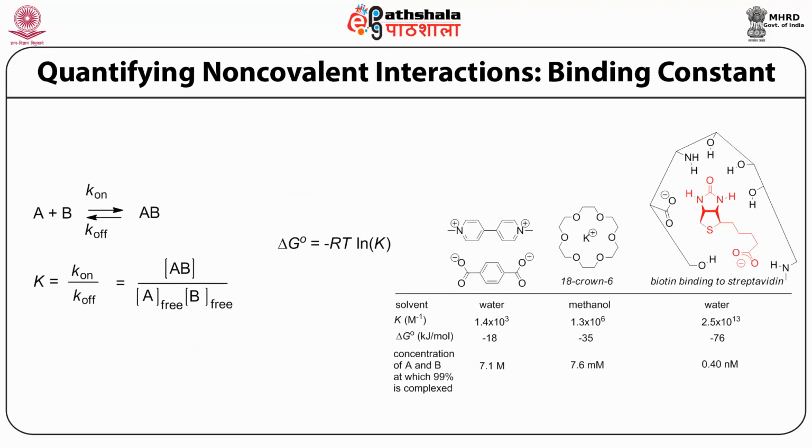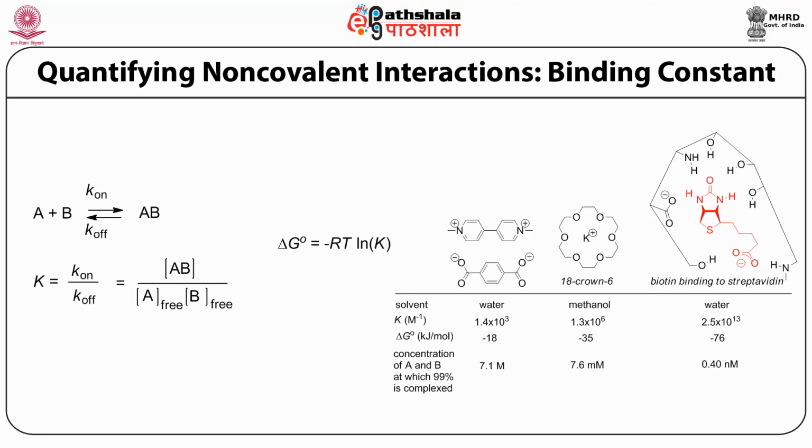Now, how to quantify these non-covalent interactions? That's what we are going to discuss in the rest of the module. So we must know a term called the binding constant, which is also known as the association constant or formation constant. In biology, people use the reciprocal of the binding constant or association constant, and that is known as the dissociation constant.